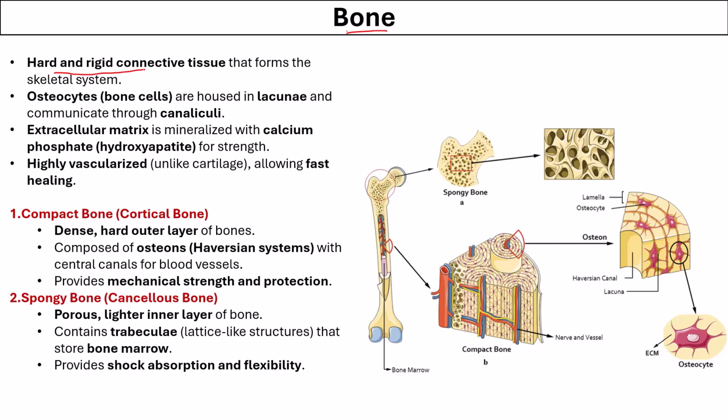Another type of supportive connective tissue is bones. Bones are hard and very rigid. The cells they are formed from are called osteocytes, and again the osteocytes are present in the lacunae. These lacunae can communicate with each other through connections called the canaliculi. The extracellular spaces around them are filled with calcium phosphate, also called hydroxyapatite, which is why the bones are very strong.